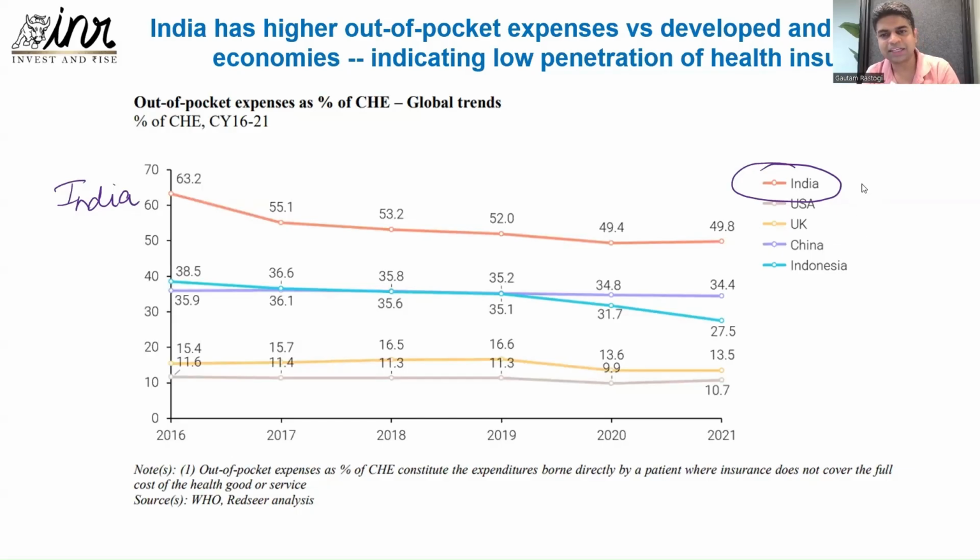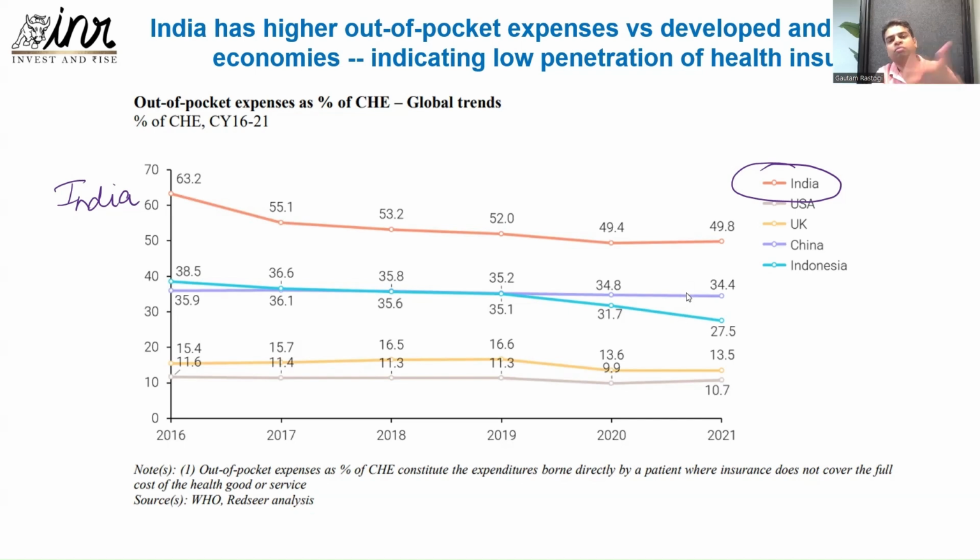This chart talks about out-of-pocket expenses as a portion of the current healthcare expenditure in India. If you see, the out-of-pocket expenses are very high. They have been declining a little bit, but they're still high, like 50%. In developed countries, most of this is covered by insurance. Even in developing countries, if you see China, the out-of-pocket expenses are around 35%. Indonesia, it's even lower.